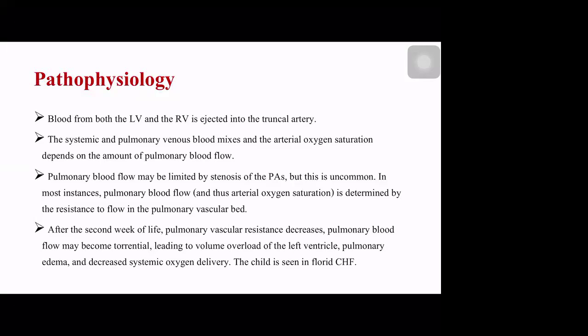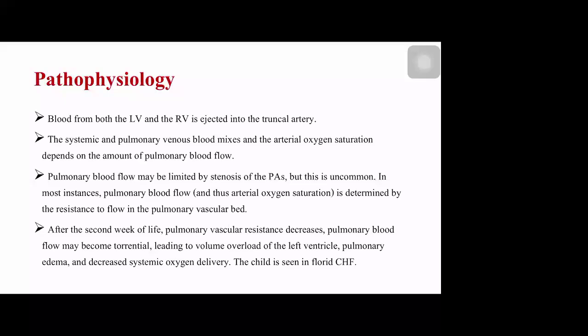the blood from both the left and right ventricle is ejecting directly into the truncal artery. That is a common channel. Now, the systemic and pulmonary venous blood mixes over there, and the arterial oxygen saturation depends on the amount of pulmonary blood flow. Pulmonary blood flow may be limited by the stenosis of the PAs, but I've already mentioned this is uncommon. In most instances, the pulmonary blood flow, thus the arterial oxygen saturation, is determined by the resistance to flow to the pulmonary vascular bed.